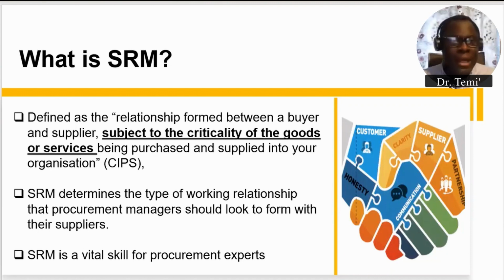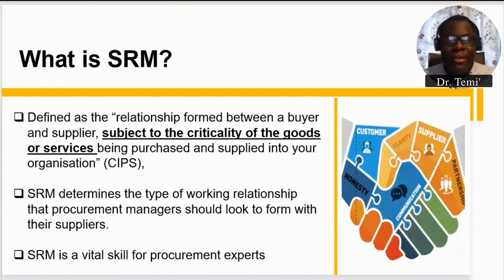Just like every terminology and every concept, the term supplier relationship management would have different definitions because people would define it from different perspectives, right? But I've decided to pick the definition of CIPS just for the purpose of this lecture, which defines supplier relationship management as the relationship that is formed between a buyer and a supplier. And that relationship is subject to the criticality of goods and services that are being purchased or supplied into the organization.